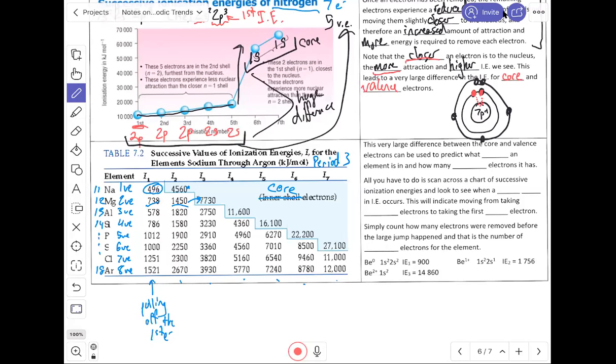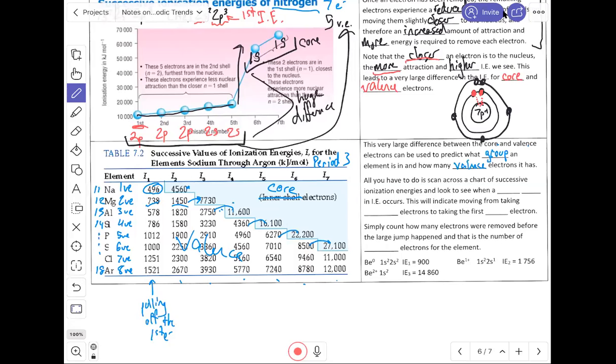So this dividing line between the white and the blue is the difference between valence and core. And what you should notice is that it is much higher to take away the first core electron versus the last valence electron. That is a very large difference. So much so that we typically refer to it as a quote unquote large jump in ionization energies. So the very large difference between the core and valence electrons can be used to predict what group an element is in and how many valence electrons it has.